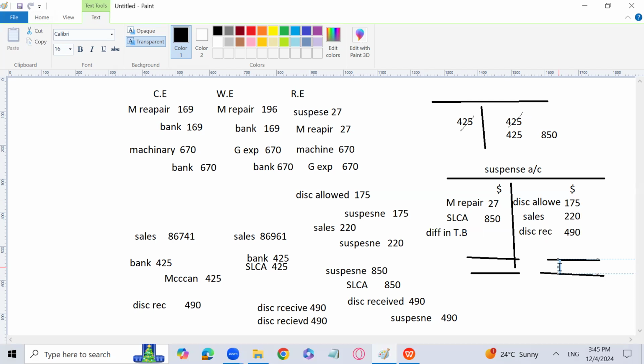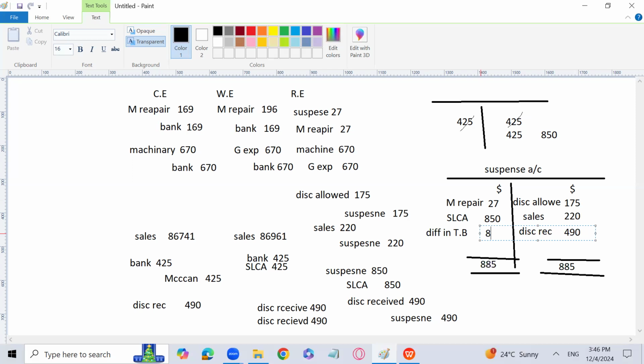Total of the credit side, please. 885. Here I will write also 885, and the difference in trial balance is 8. So 8 is going to be the difference in trial balance. We have passed the rectifying entries and we have calculated the difference in trial balance also. So this is the completion of the question. If you have any problem, you can ask me.